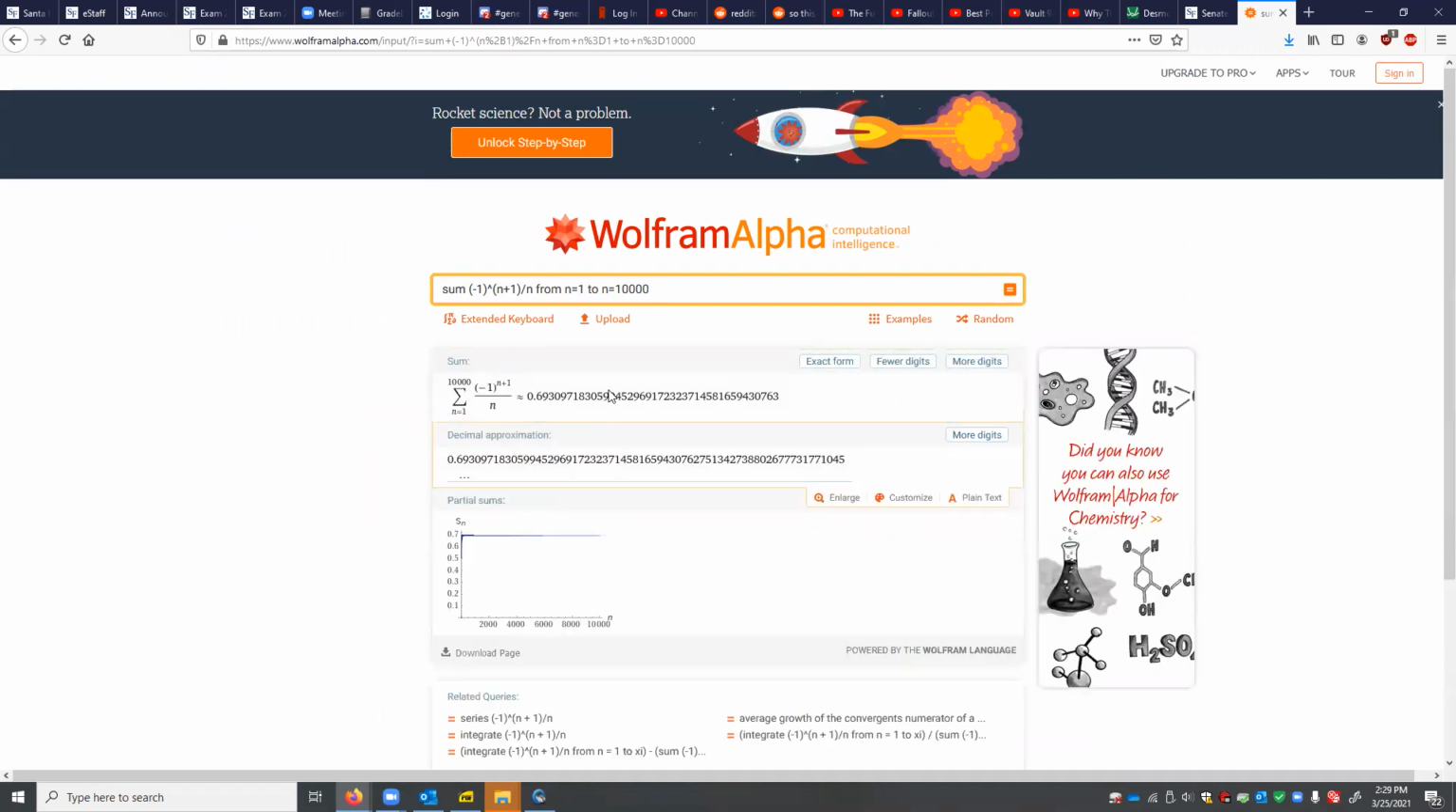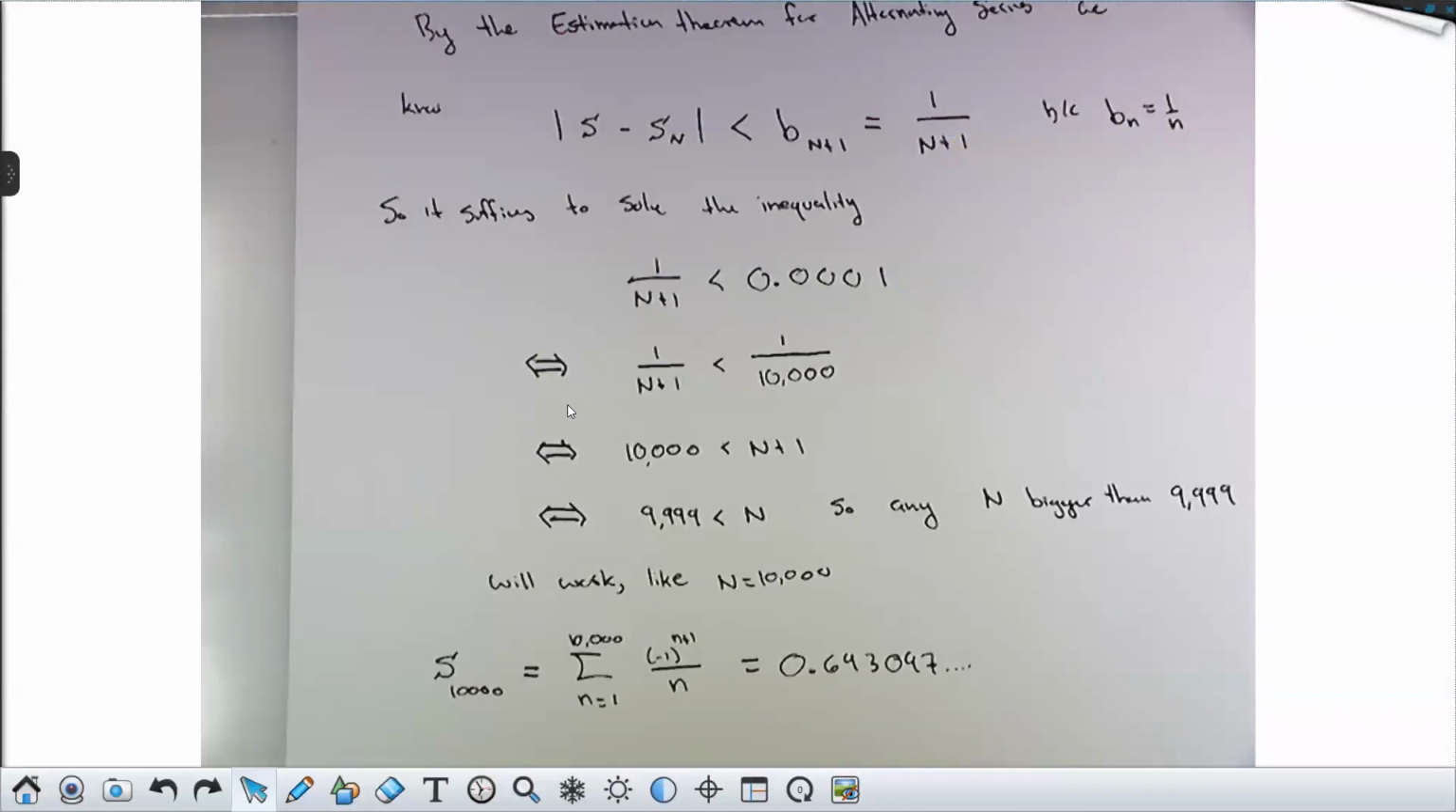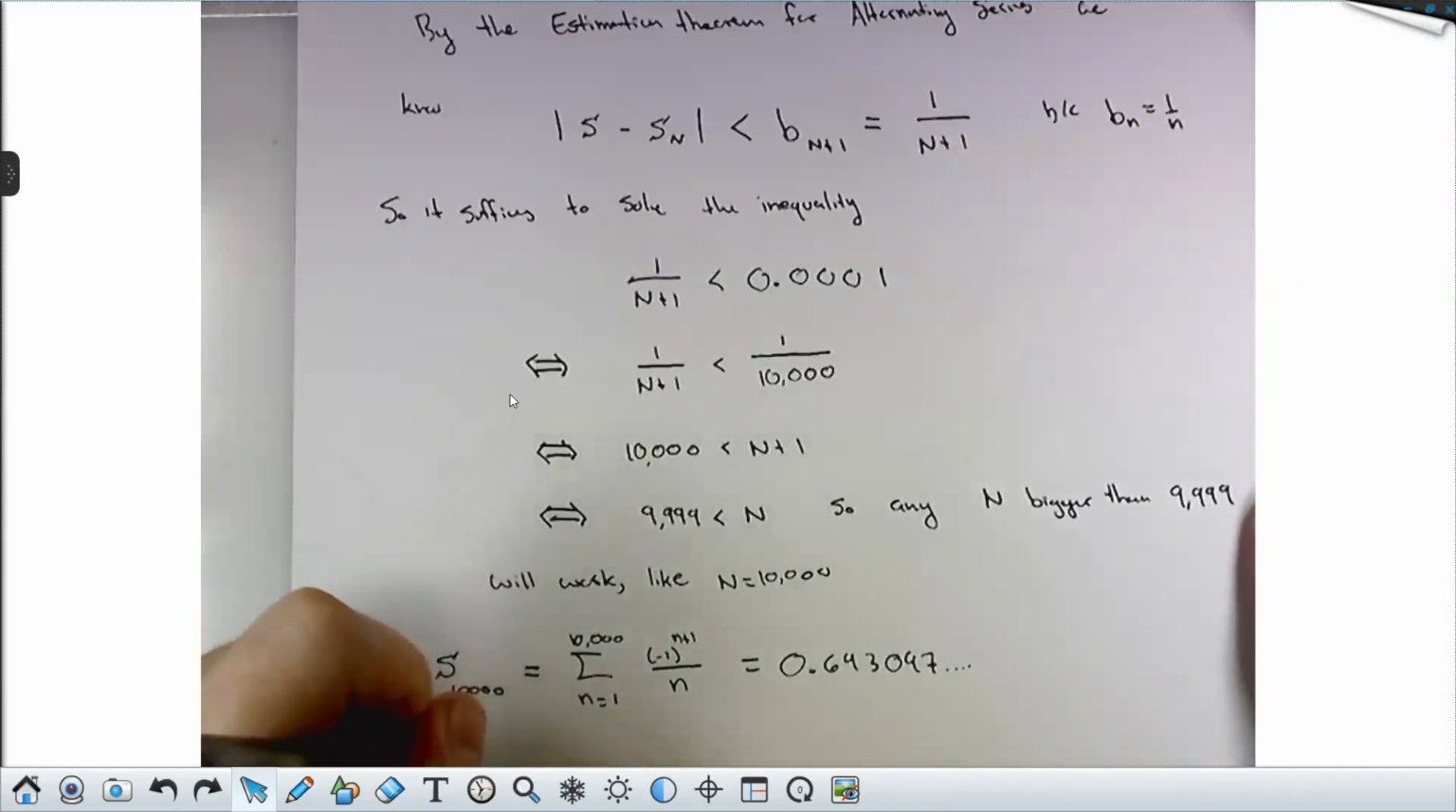And there we go. So I get 0.693097. Just copy that down. 0.693097, blah, blah, blah. Now, would anybody care to guess the actual value of S here?